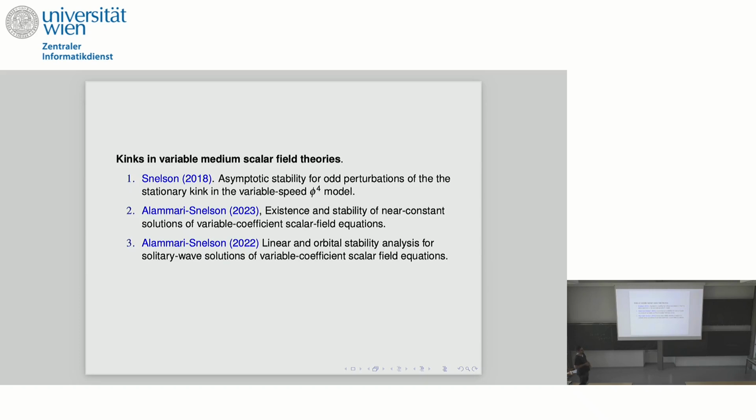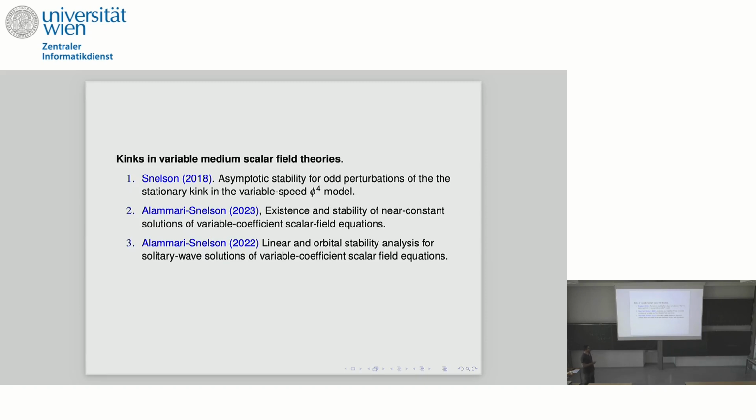What happens if your model has variable coefficients? I think that one person working on this problem for many years is Snelson. First of all, he proved asymptotic stability for all perturbations of the stationary kink if you have variable coefficients, right? And then he considered near-constant solutions in variable coefficient scalar field equations with Alamari. And recently, he proved linear orbital stability for solitary waves in variable coefficient scalar field equations.